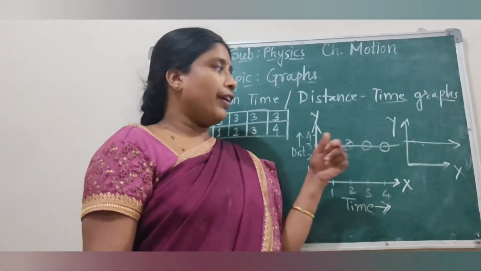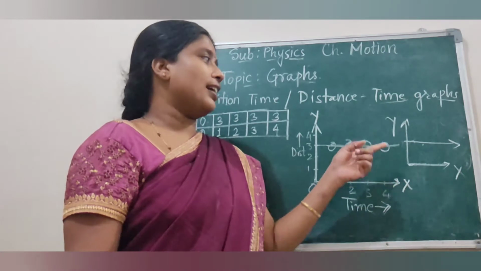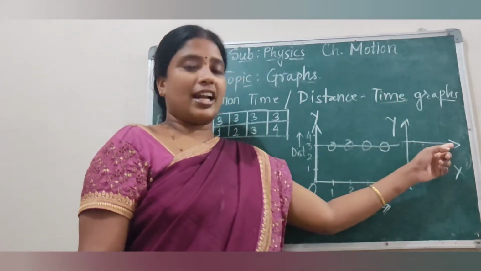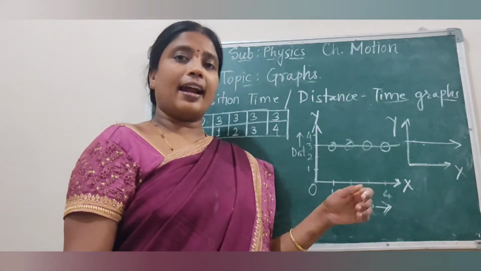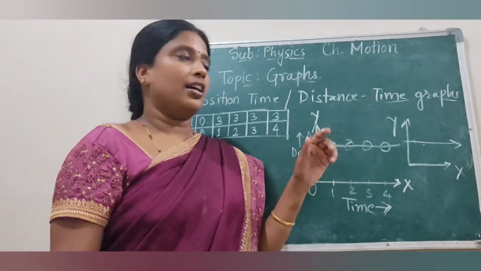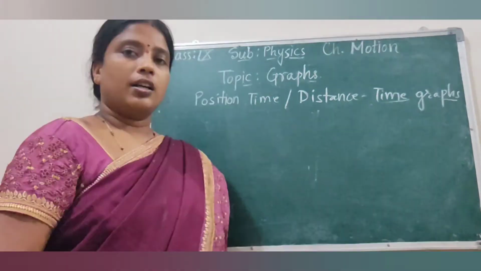Okay? When can you say that the object is at rest? When the graph is a straight line parallel to the x-axis. Now let us understand the other type of motion by the graph.